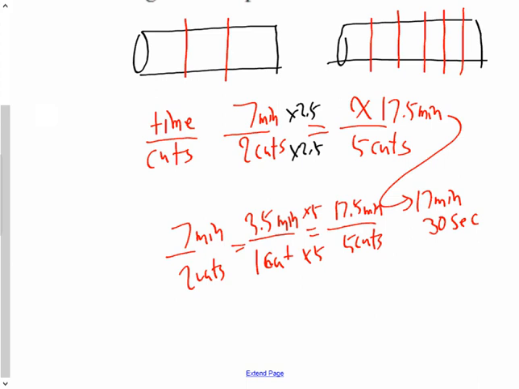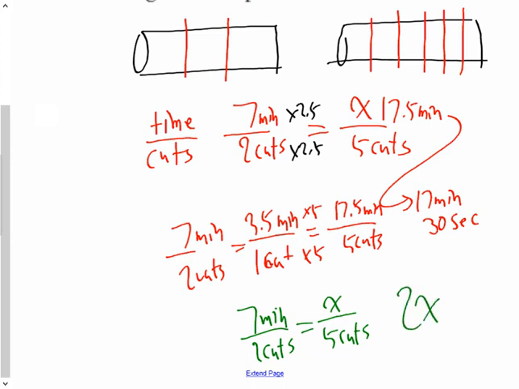And another way we could have solved it is by saying 7 minutes for 2 cuts is how much time for 5 cuts. And I could have cross-multiplied. What would my equation have been if I cross-multiplied? 2x, because I multiply this direction first, equals 35. Divide both sides by 2, and x will equal 17.5, or 17 minutes and 30 seconds.